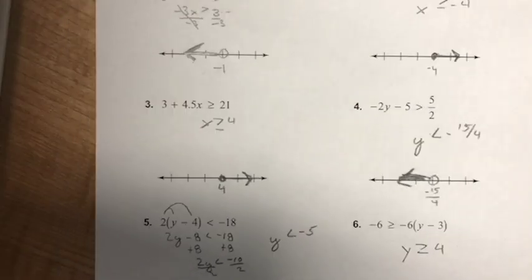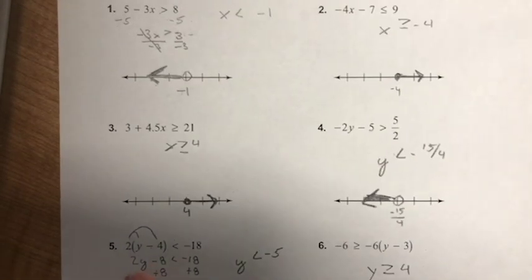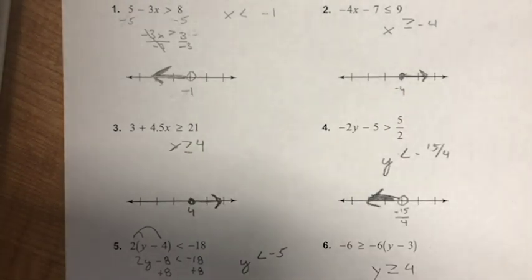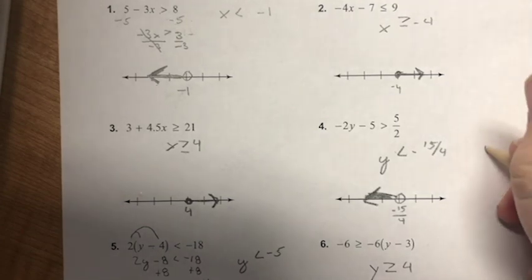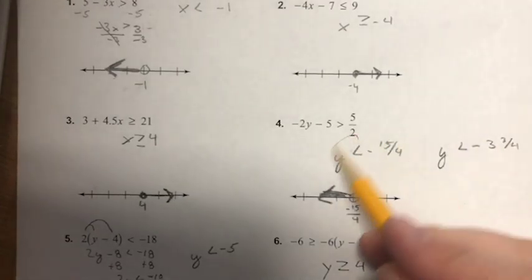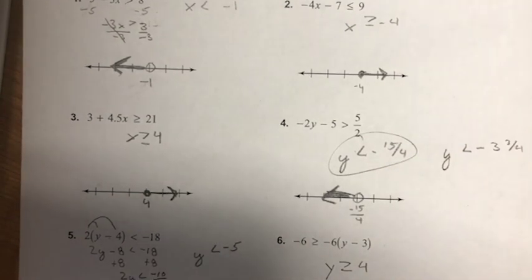All right, you should have gotten this for number 2: x is greater than or equal to negative 4. There's your graph. For 3, x is greater than or equal to a positive 4. Not very good writing, Mr. Lewis. Then number 4 would be y is less than negative 15 divided by 4. If you had put that as a mixed number, such as y is less than negative 3 and 3/4, that's okay, but this is actually a better answer, especially when we're dealing with algebra. I like these types of fractions better. And then 6, you should have gotten that y is greater than or equal to 4.